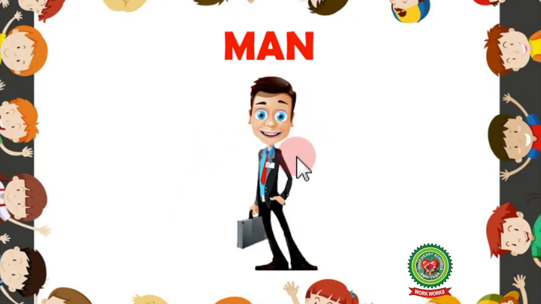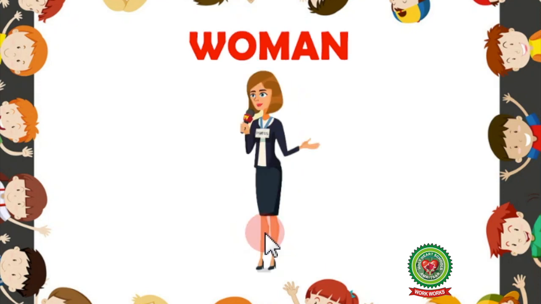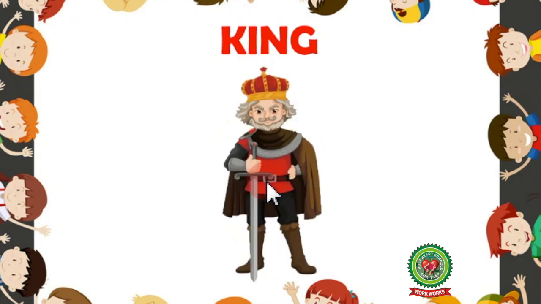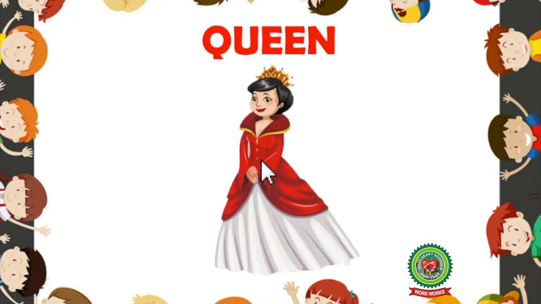He is a man. M-A-N, man. Man is also name of a person. Woman. W-O-M-A-N, woman. Woman is name of a person. He is a king. K-I-N-G, king. King is name of a person. Queen. Q-U-E-E-N, queen. Queen is name of a person.